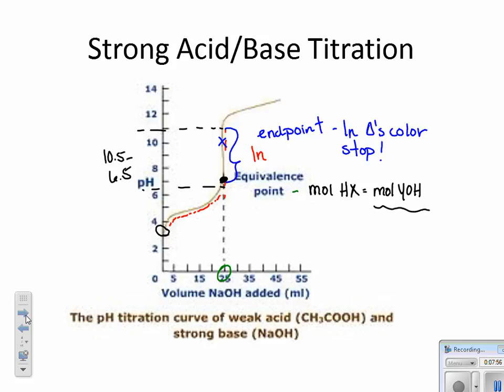And remember that this is the graph for a strong acid, strong base titration. Ignore that little note at the bottom. Acetic acid behaves much like a strong acid in a titration.